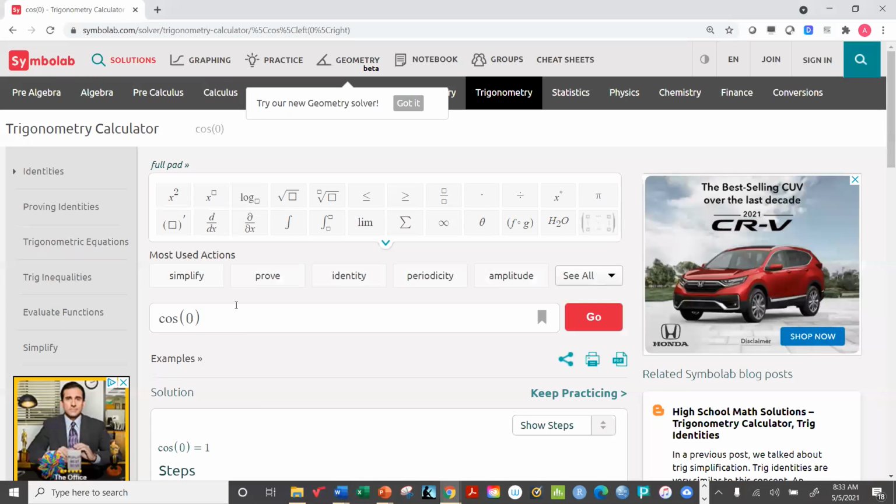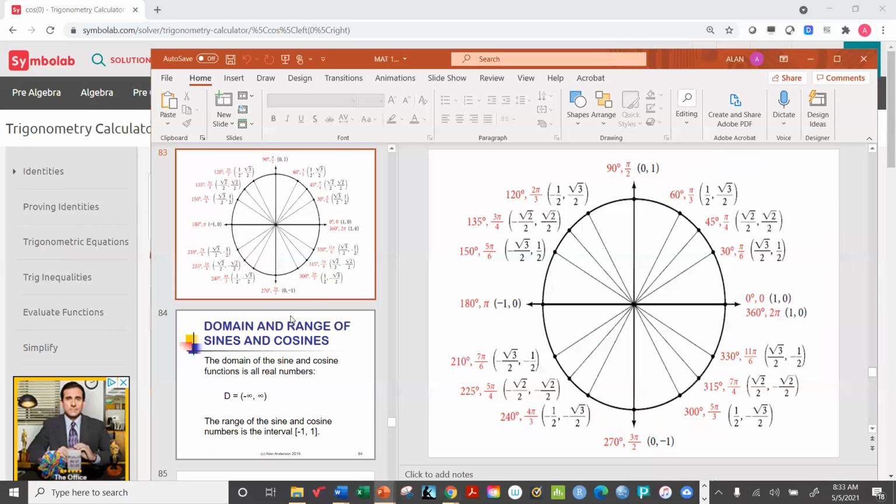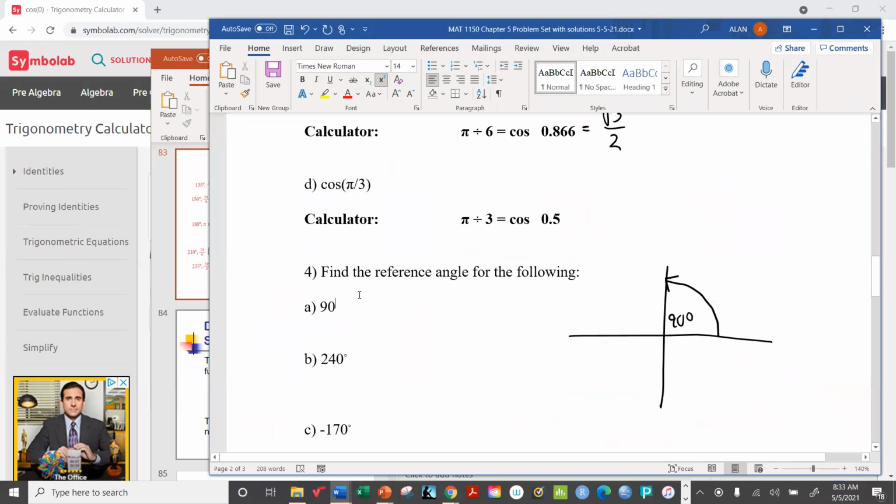All right. So anyway, as I was starting to say, the whole purpose of the reference angle is that you're finding another equivalent angle that is less than 90 degrees. Okay. So here the reference angle just is 90 degrees.